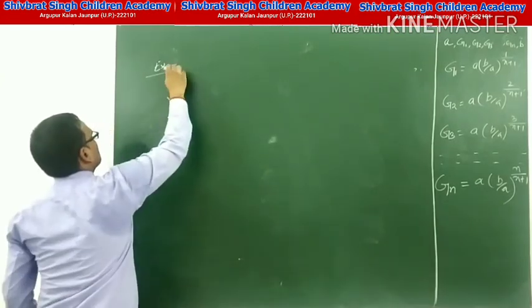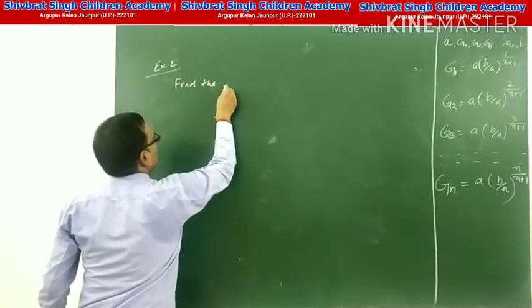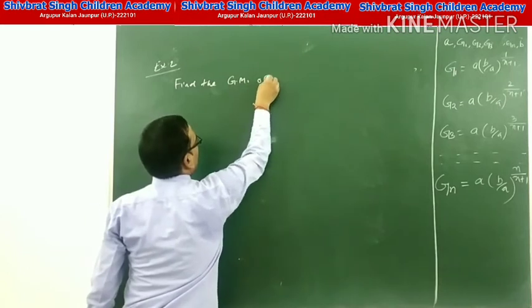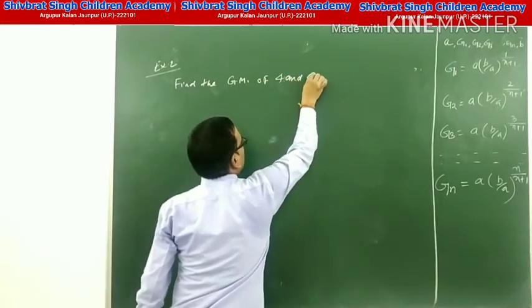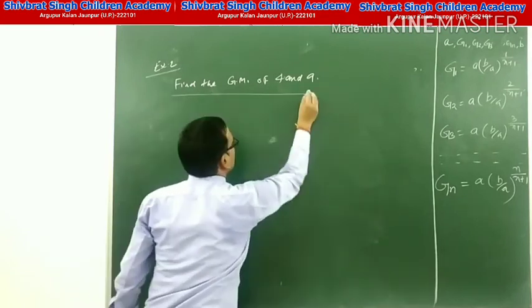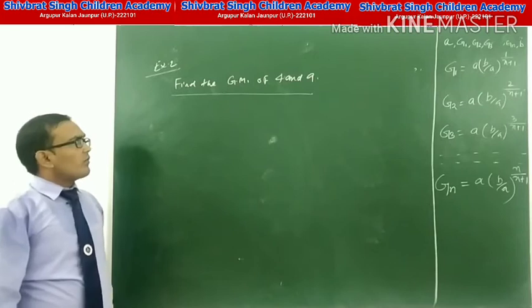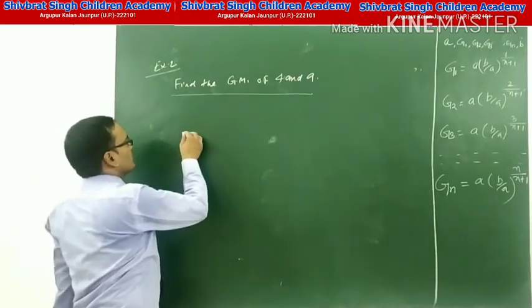Second example: find the geometric mean of 4 and 9. Here we find the geometric mean of 4 and 9. That means, solution.